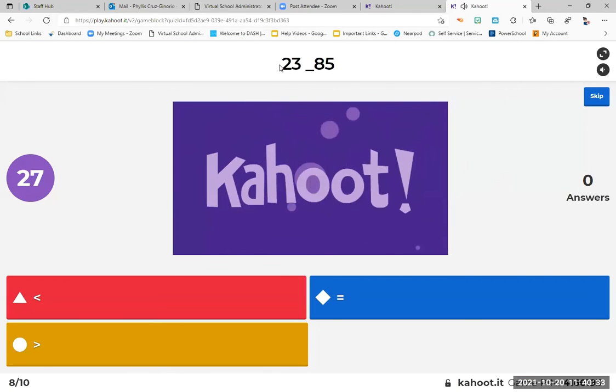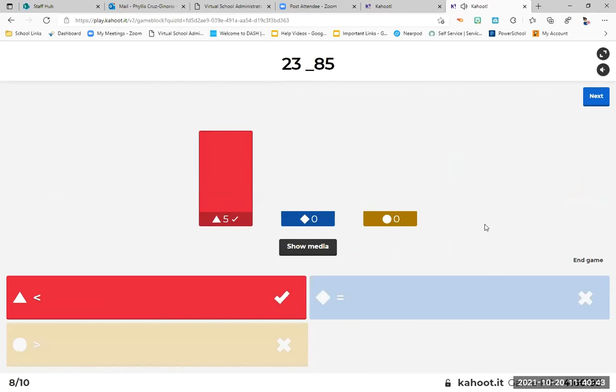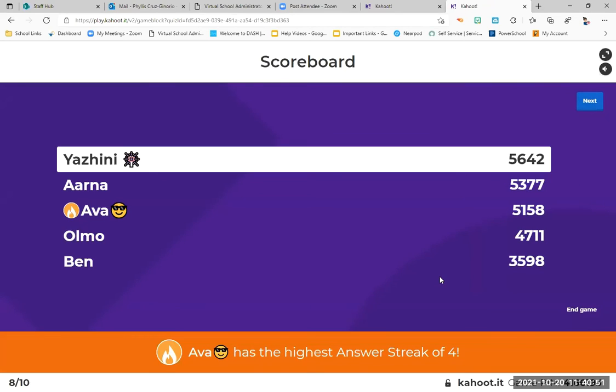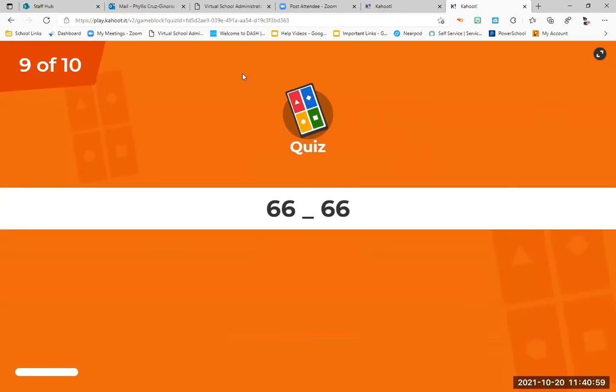Let's try this one. Can you look at the tens place? Which one's greater? Which one should we eat? Yay, you're learning. You got it. This one's obviously greater. So we're definitely going to open our mouths and gobble up 85. How would we read that? 23 is less than 85. Beautiful. Here we go. We're on two more questions and we'll be done.